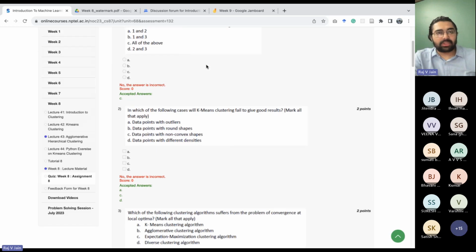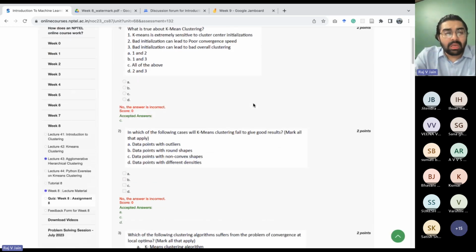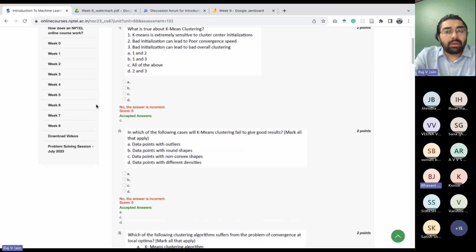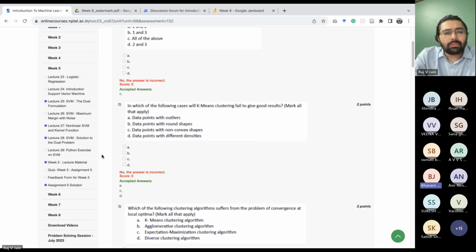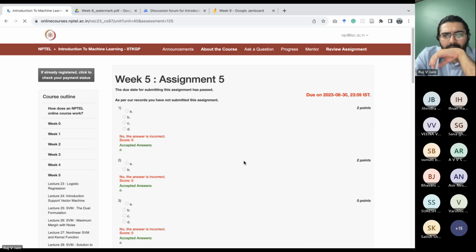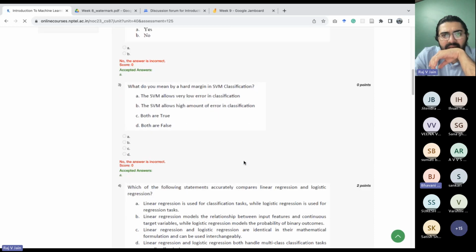So this is the week 8 assignment questions. For week 5, sir, you have replied in our discussion forum regarding 2 questions which were marked as 0 score. So the score is changed to 0. Let me see what those are, question 3 and question 10.